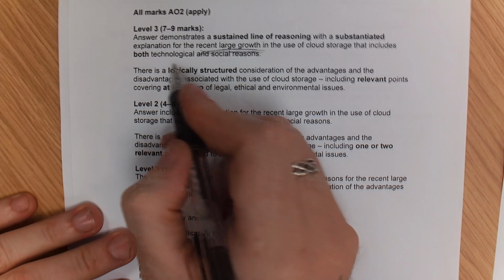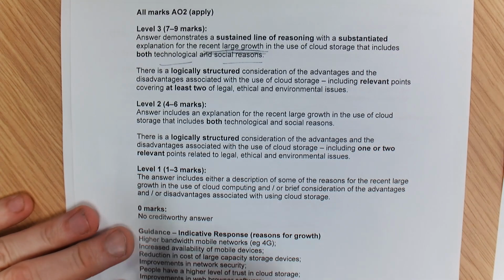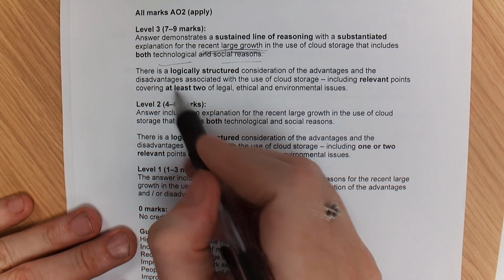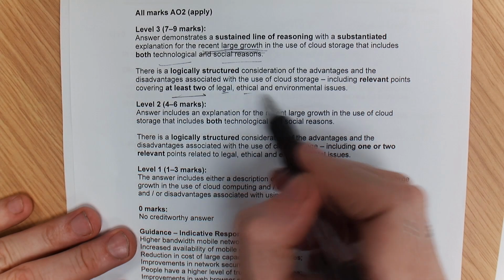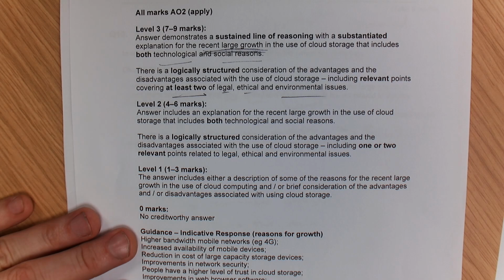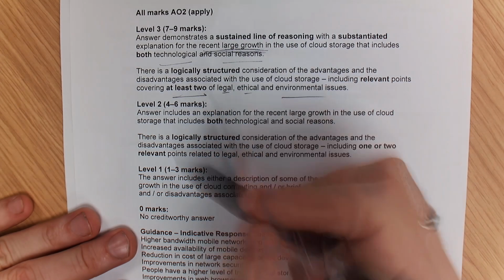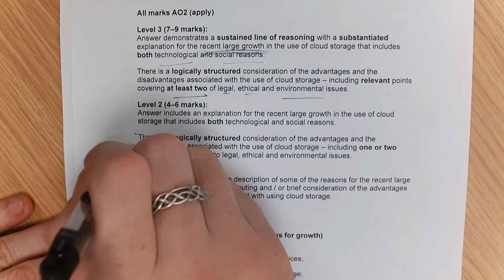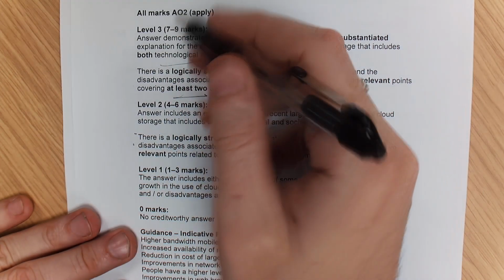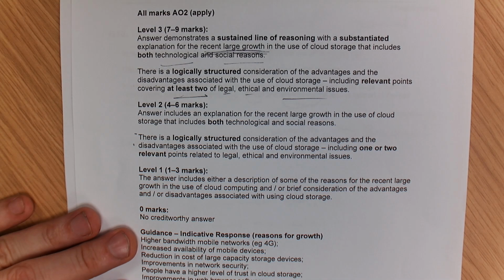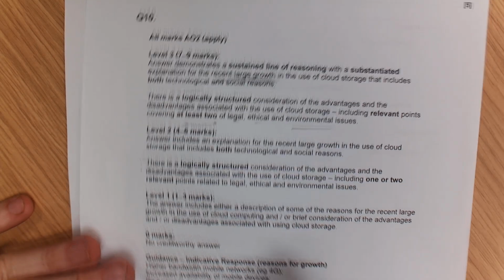But then it says, look, your technology and social reasons. There are considerations of the advantages and disadvantages, but then at least 2 for legal, ethical, and environmental. The reason why I say 3 is because if you underdevelop one of them, then you go straight into the bottom band. But if you've got 3 that are kind of okay, you can still get into the top mark band. Does that make sense? So if you stick to 3 paragraphs when there's a 9 marker, you're more likely to get that.